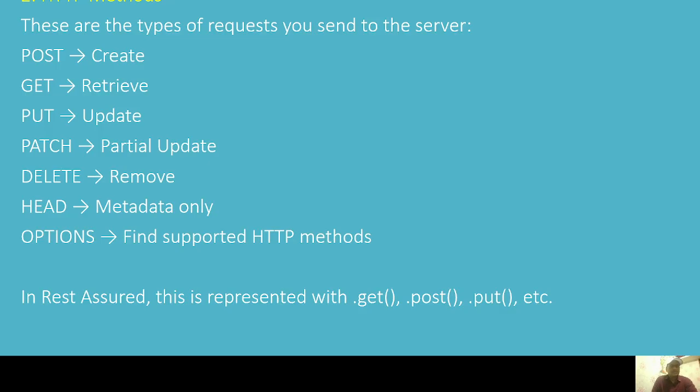Next, HTTP methods. These are the type of requests you send to the server, like POST, create; GET, retrieve; PUT, update; PATCH, partial update; DELETE, remove; HEAD, metadata only; and OPTIONS, find supported HTTP methods. In REST Assured, this is represented with .get, .post, .put, etc.